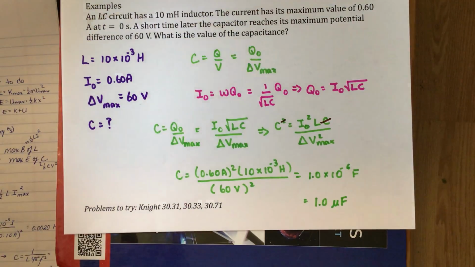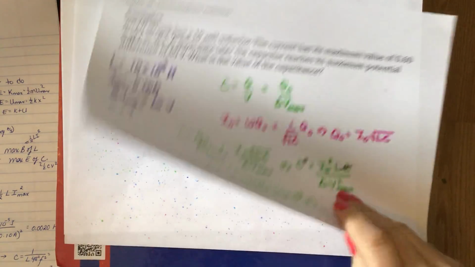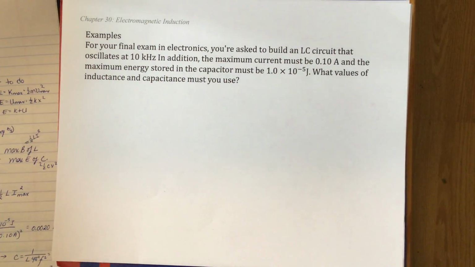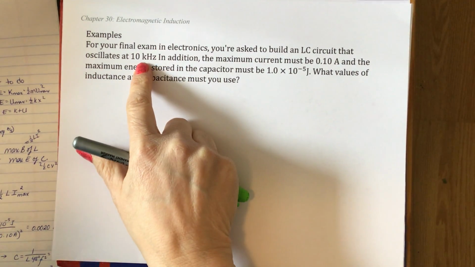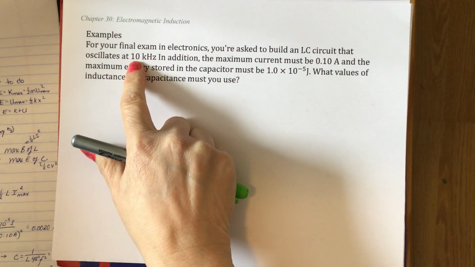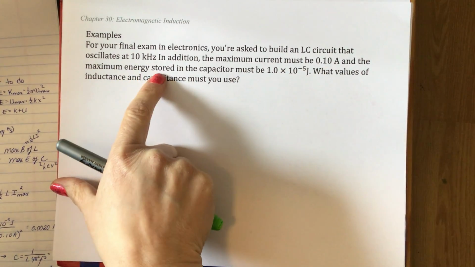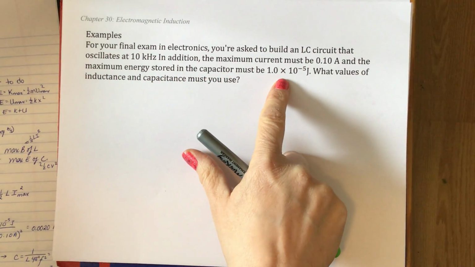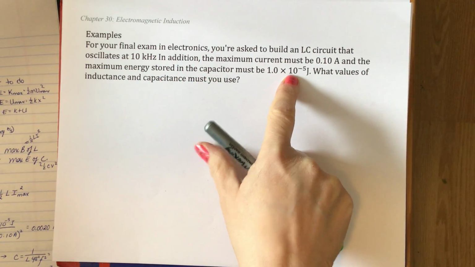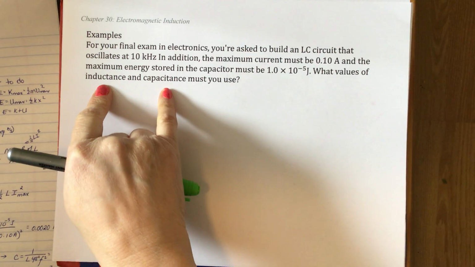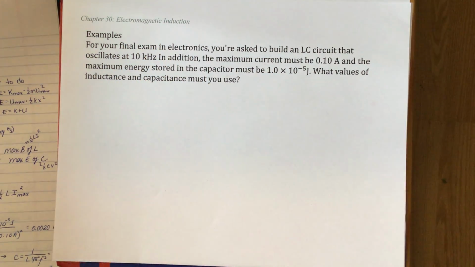For our next example, let's say that for your final exam in electronics, you're asked to build an LC circuit that oscillates at 10 kilohertz. So this is giving you the natural frequency. The maximum current has to be 0.1 amps, and the total amount of energy to store in the capacitor has to be 1 times 10 to the minus 5 joules. What inductance and capacitance do you have to use in order to get this?